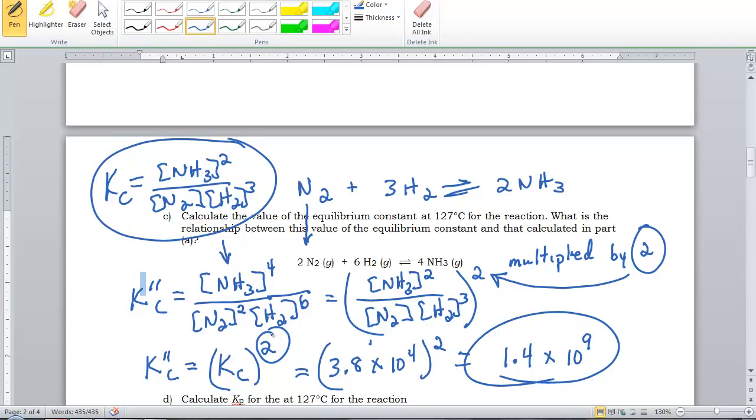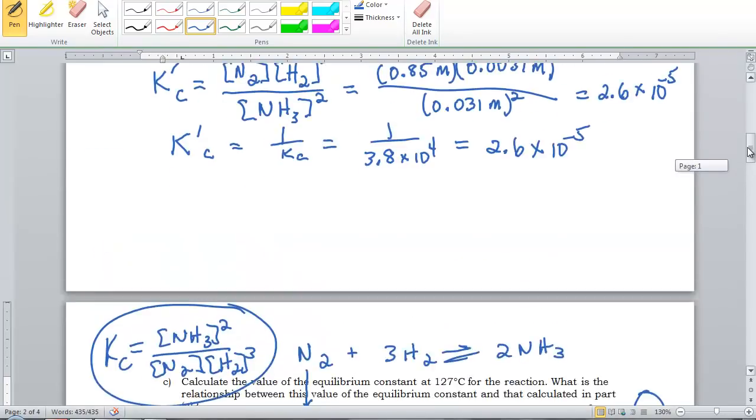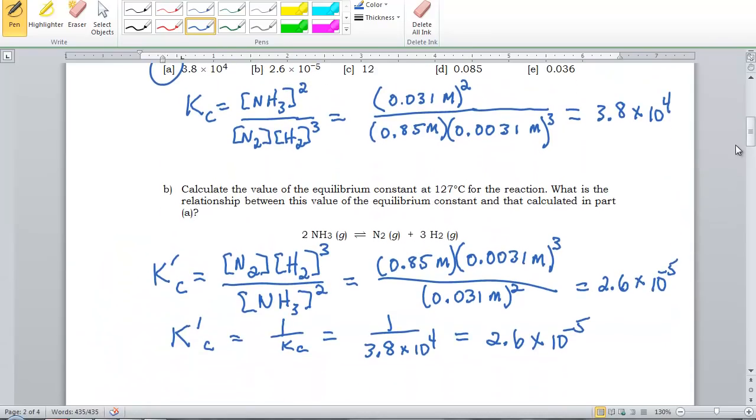Now, I forgot to talk about units, and I just reminded myself. So let's go back up to A and B and compare our units here. In the first one, molarity squared in the numerator, molarity to the 4th in the denominator. So molarity squared, molarity times molarity cubed, molarity to the 4th. This one ends up molarity to the -2nd. Compare it to part B. Molarity to the 4th in the numerator, molarity squared in the denominator. This one ends up molarity squared.